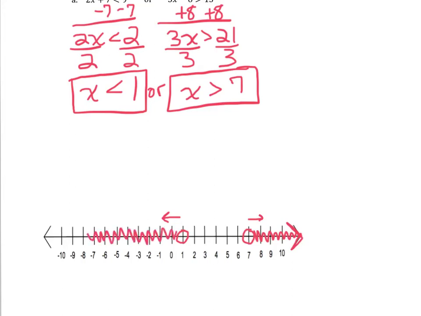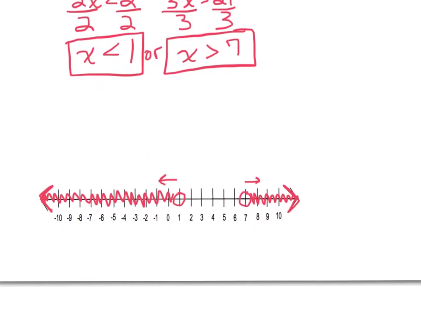And I'm going to shade to the left of 1. Now, if you notice here, I actually have more than one interval, right? So this interval right here, this is the left end point for this one. This one is the right end point for that one. Okay? And this one also has a left end point and a right end point.